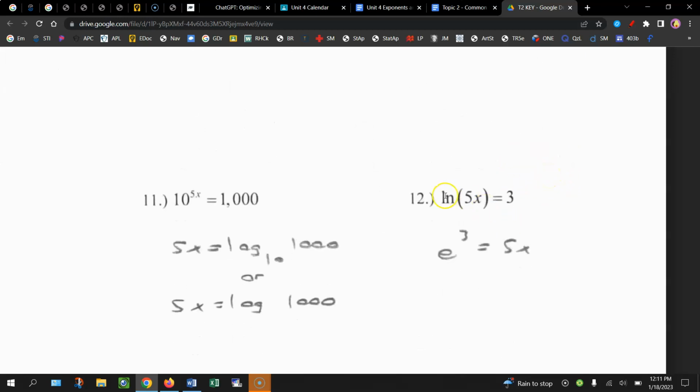Number 12 is in log form. You're going to change it to exponential. So in order to do that, you're going to just read this. What power you raise e to get 5x is 3. So the power is 3. The base is e. So e to the 3rd equals 5x.